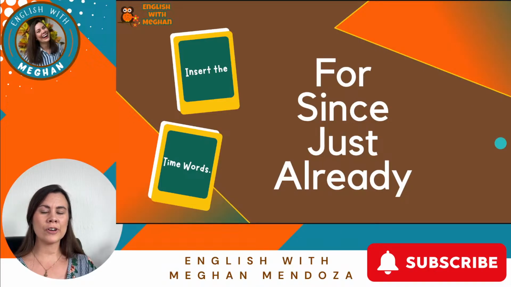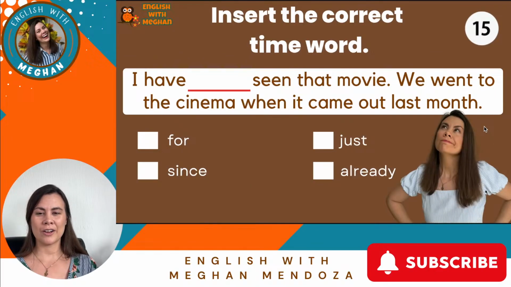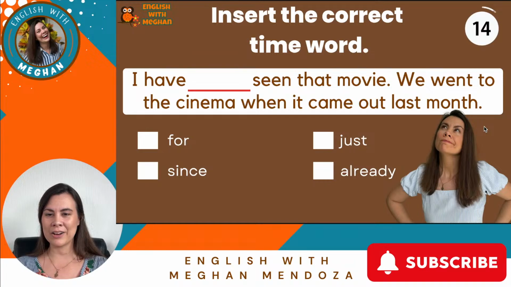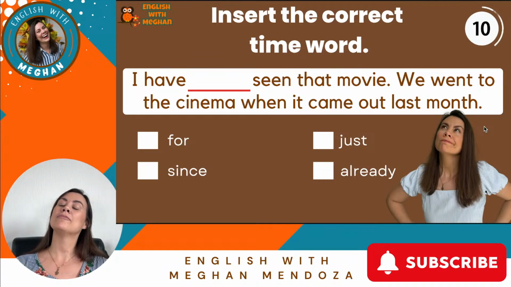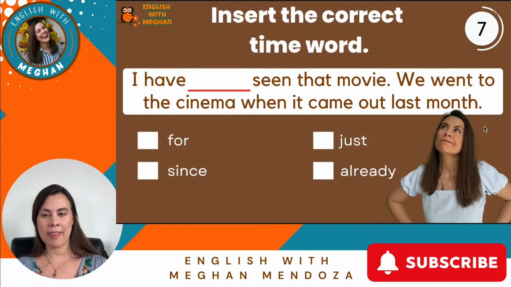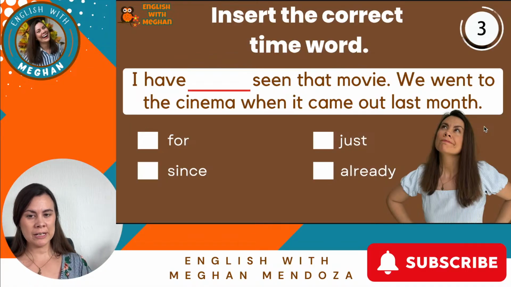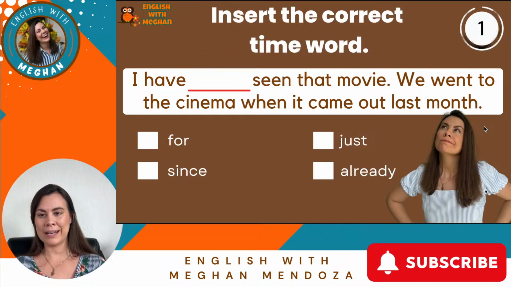Okay, so first sentence here. If you know the answer, type it out as soon as you know, right? I have bloop, bloop, bloop, seen that movie. We went to the cinema when it came out last month.